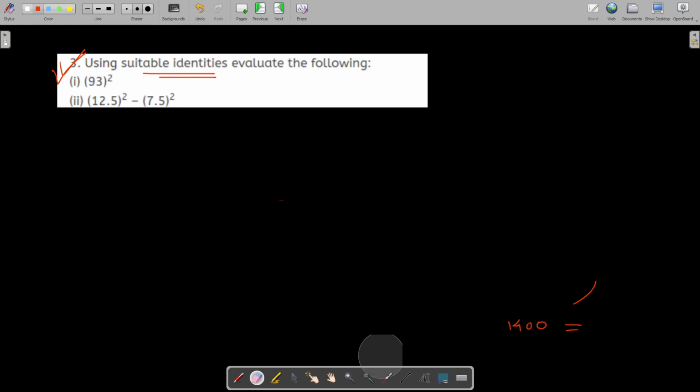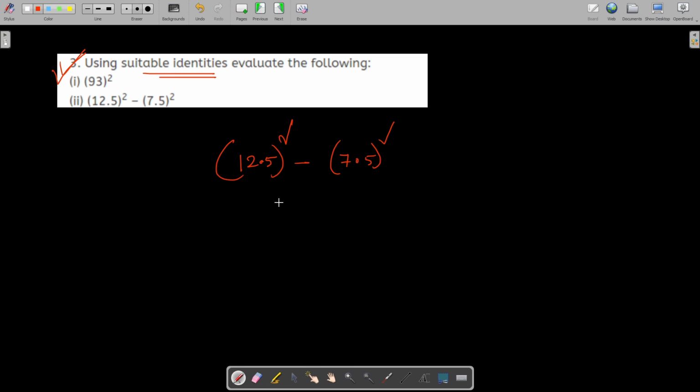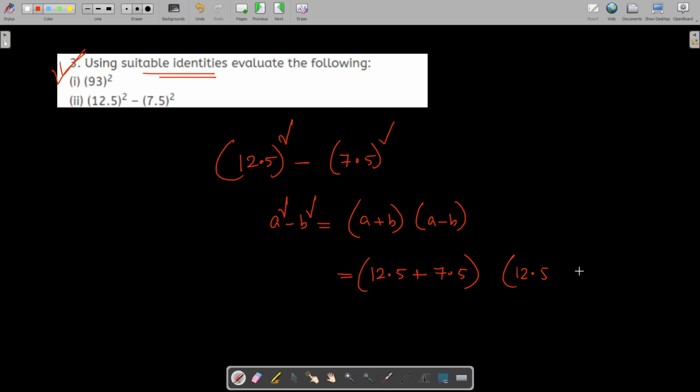Now let's try the next question. In the next question, it's given 12.5 whole square minus 7.5 whole square. Now, which formula does it resemble? It looks quite similar to the a square minus b square formula. What was the value for that? It was a plus b into a minus b. We're going to do the same thing. So we will write 12.5 plus 7.5 into 12.5 minus 7.5.